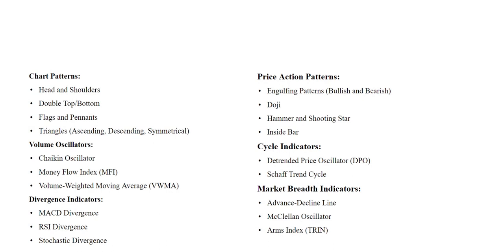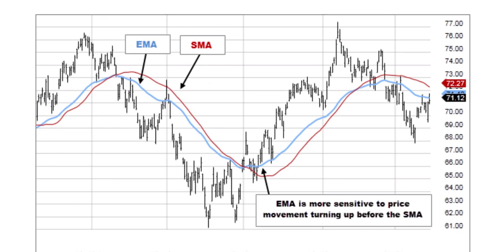So we do have volume oscillators. Chaikin oscillator. We've got the money flow index. There's the volume weighted moving average, which is a good one to look at too. Divergences are great to look at. I don't know why it says MACD divergence. Moving average crossover divergence. Okay, we'll go with it. I did talk about that.